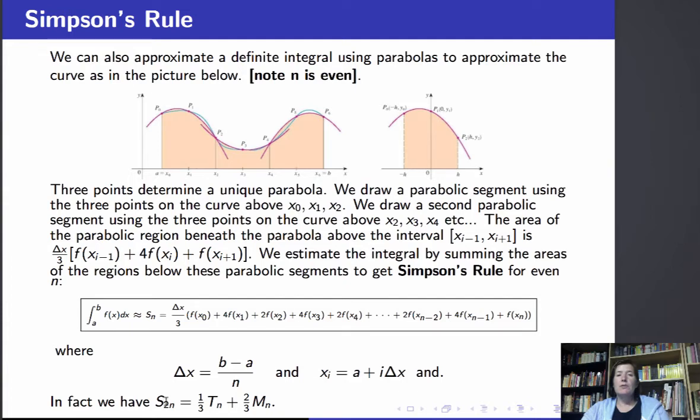Actually, Simpson's Rule using 2n subintervals is equal to 1/3 of the trapezoidal approximation for n plus 2/3 of the midpoint approximation for n. So it's a weighted average of the trapezoidal and midpoint approximations for half the number of intervals.